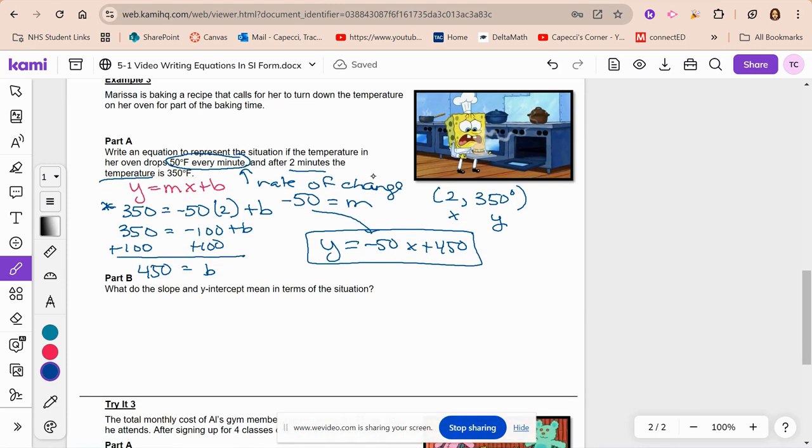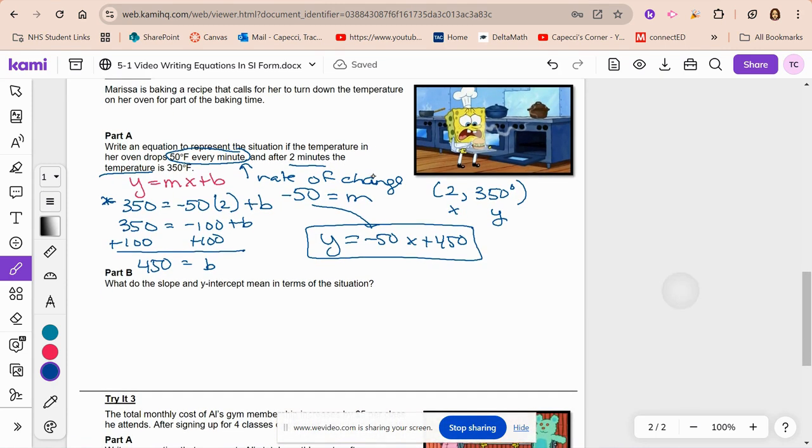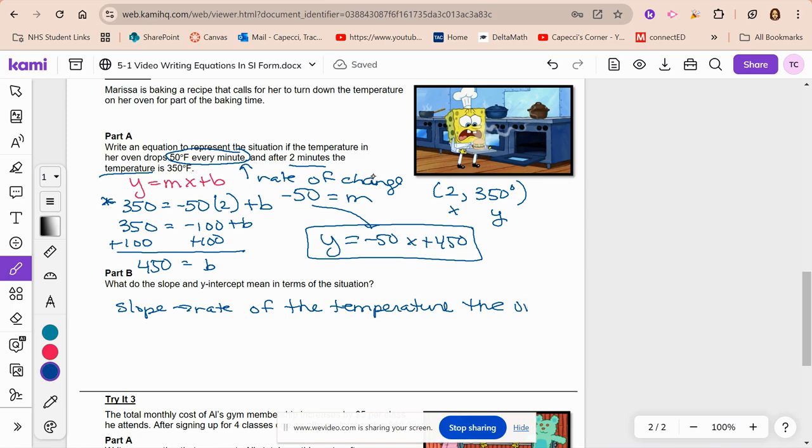Okay, and this one says, what does the slope and the y-intercept mean in terms of the situation? So we're still talking about the same problem. My slope, right, that is the rate of the temperature the oven is changing. And that information is right from the word problem, right? We know that the slope is the rate of change. It said it drops 50 degrees every minute.